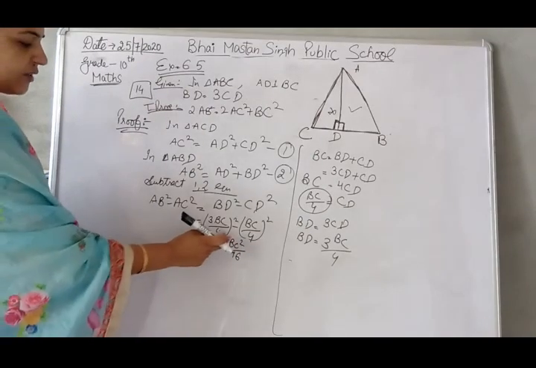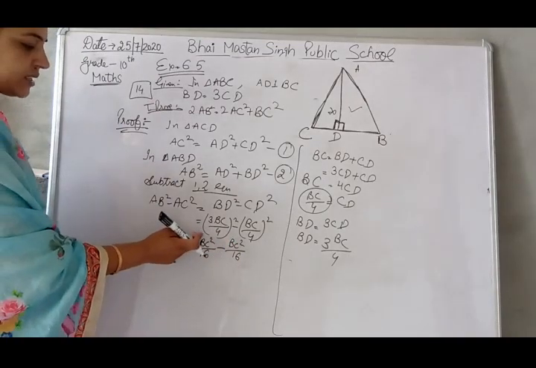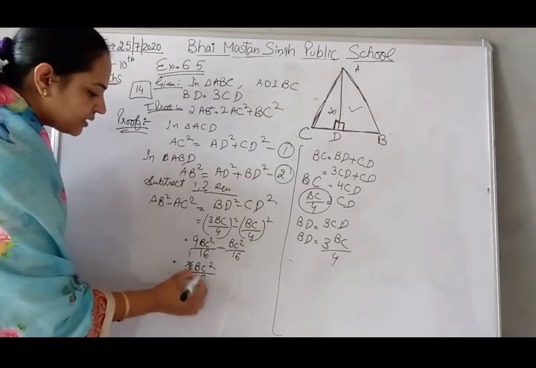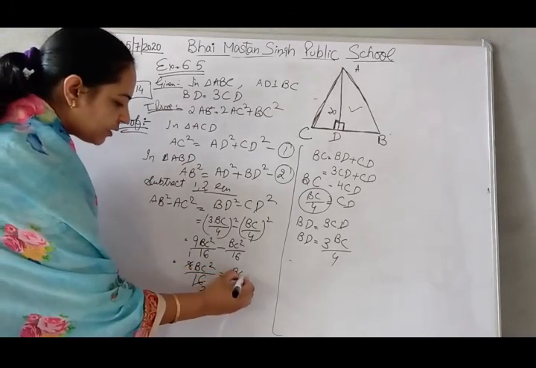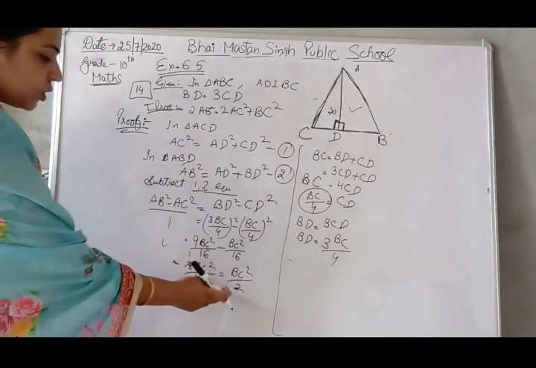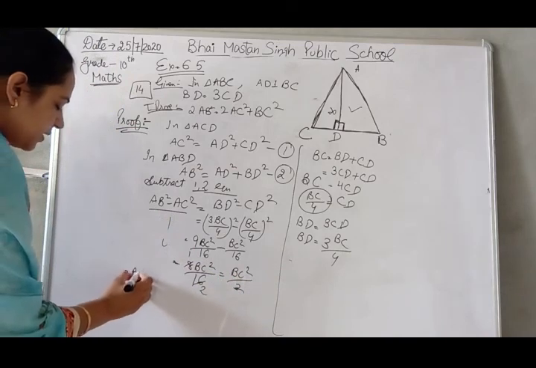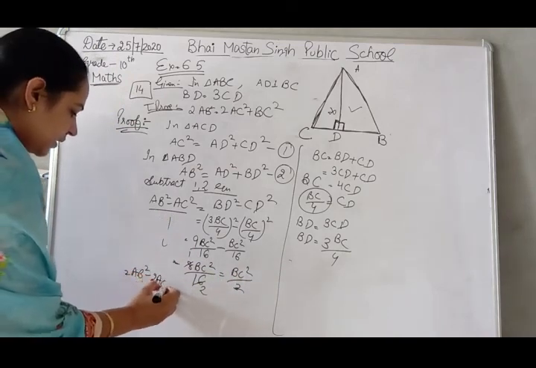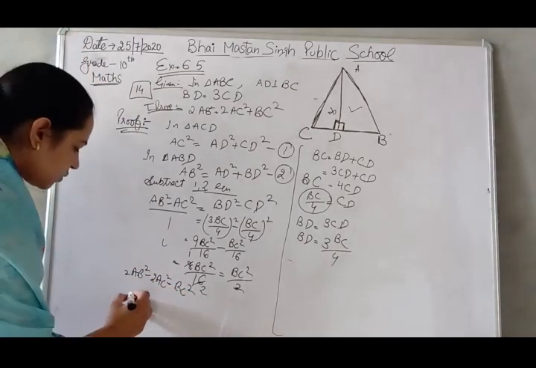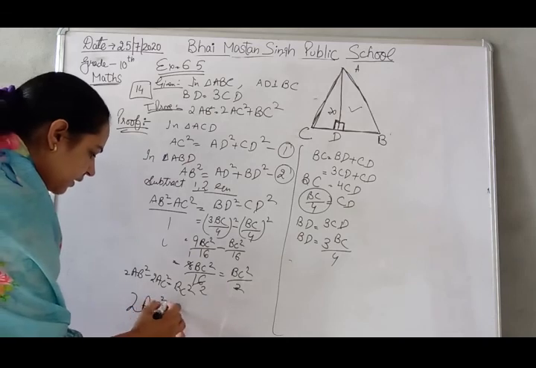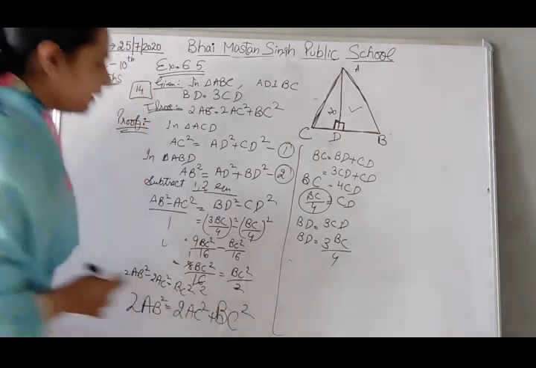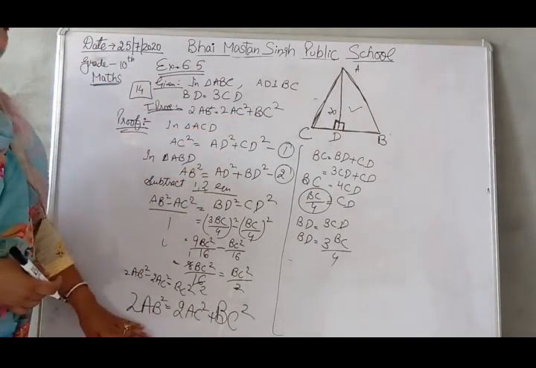9 BC square minus 1 BC square because base is same. It's 8 BC square by 16. 8 1s are 8, 8 2s are 16. So it's BC square by 2. This 2 comes on this side because this is going on already. 2 multiply by this, 2AB square minus 2AC square is equal to BC square. Now this comes on this side. So I will have 2AB square is equal to 2AC square plus BC square. This is my answer. I have proved the statement.